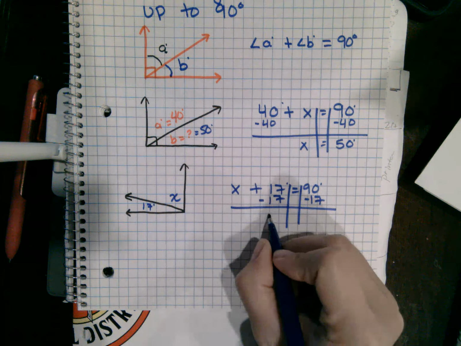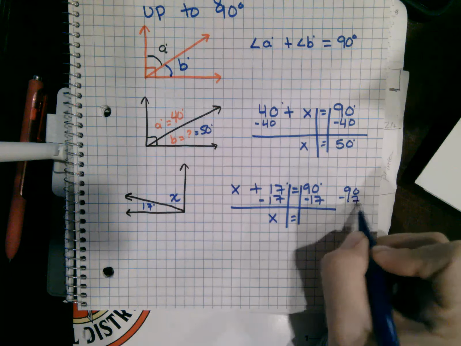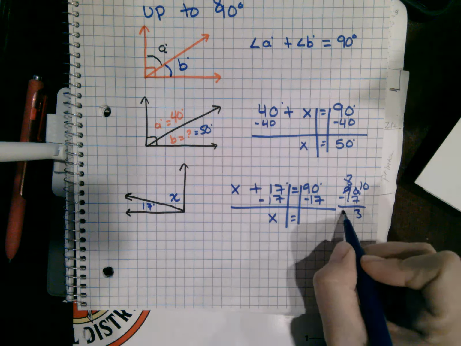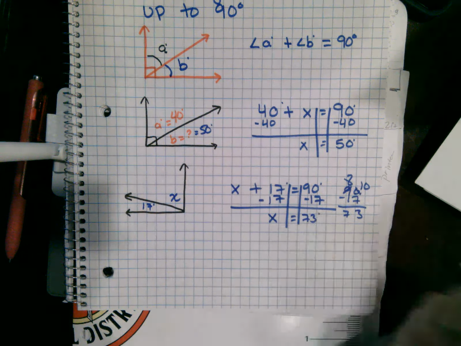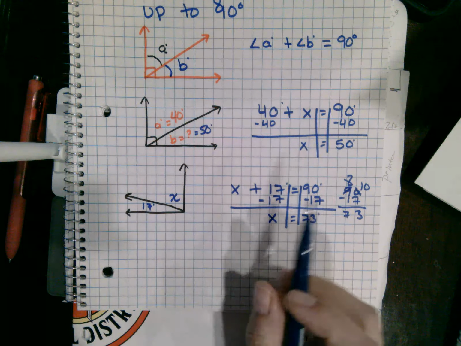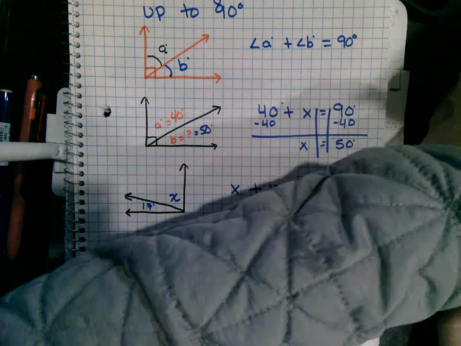I can't wait either. X equals. Now, if you want to show your work, 90 minus 17, you're going to borrow, 3 and 7, 73 degrees. So this missing angle is 73 degrees. Okay. All right. So that's basically it. It's pretty easy. I'm not gonna lie.